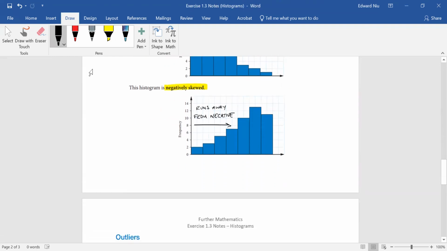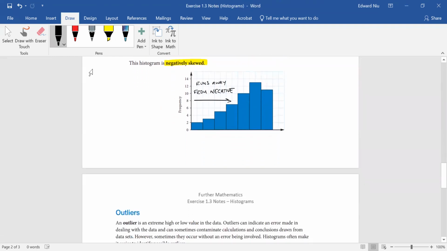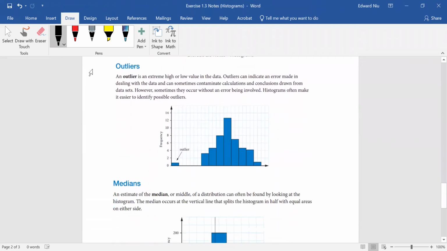Remember, in further maths, you'll have to bring in your notes. So have this located in a safe place so you can always come back to it. Outliers are just segments or sections of the histogram or bar chart that are apart from the main bars or columns.